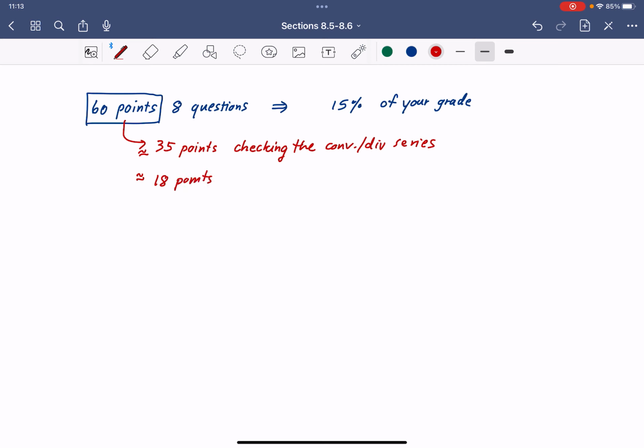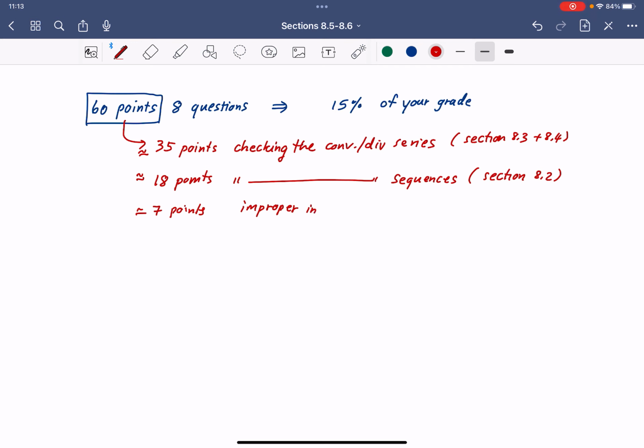About 4 plus 4 plus 4 plus 6, about 18 to 20 points, is going to be checking convergence and divergence for sequences. Sequences means section 8.2. Series is going to be sections 8.3 and 8.4. And improper integral is one question, about 7 points. But you need improper integrals for the integral test as well. So the improper integral will be one question separately, and when you use the integral test, you also need to use the improper integral. Some questions will tell you directly to use telescopic.